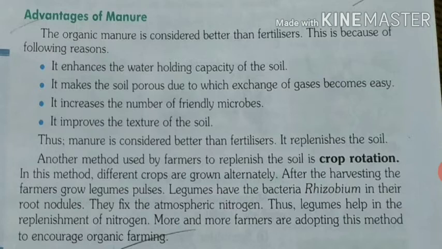More and more farmers are adopting this method to encourage organic farming. Now, what is organic farming? Organic farming is a method of crop production that avoids the use of pesticides, fertilizers, genetically modified organisms, antibiotics and growth hormones.